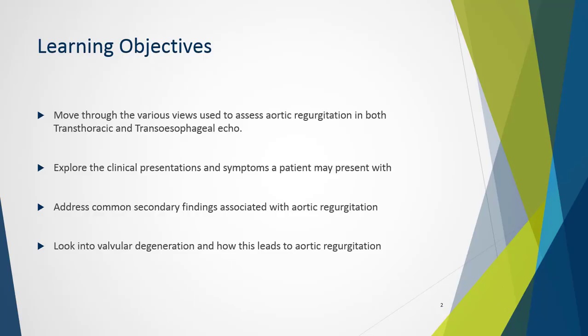With this particular lecture, we're going to move through the various views that we use to assess aortic regurgitation in both transthoracic and transesophageal echo. Then we'll explore the clinical presentations and symptoms patients may present with when they have significant aortic regurgitation. We'll address some common secondary findings associated with this pathology, and then we'll look into valvular degeneration and how this can lead to aortic regurgitation.